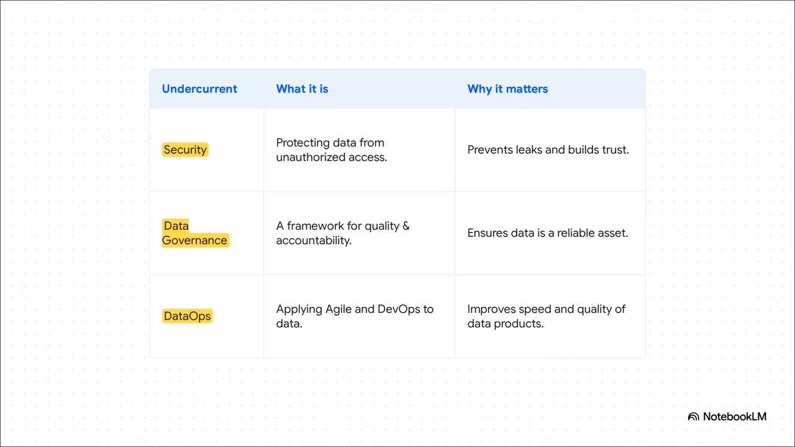Let's look at three of the big ones. First, security. That's the factory's guard, basically. Protecting the data, making sure people only have access to what they absolutely need. Then there's data governance. That's your quality control inspector, making sure the data is a reliable, trustworthy asset. And finally, data ops. Think of this as the factory's efficiency expert, applying all the latest automation to the data assembly line to make it faster and more dependable.